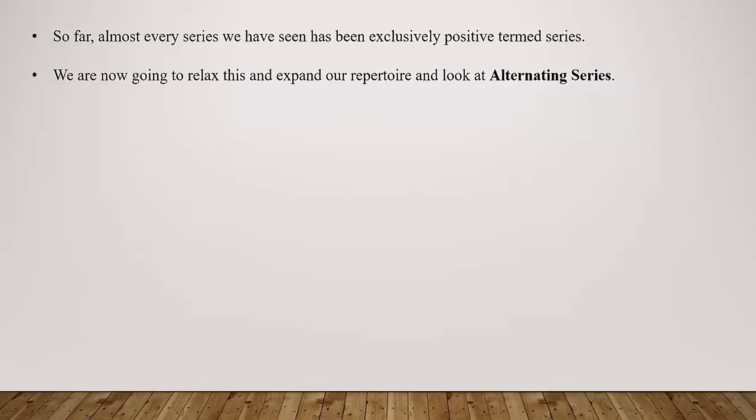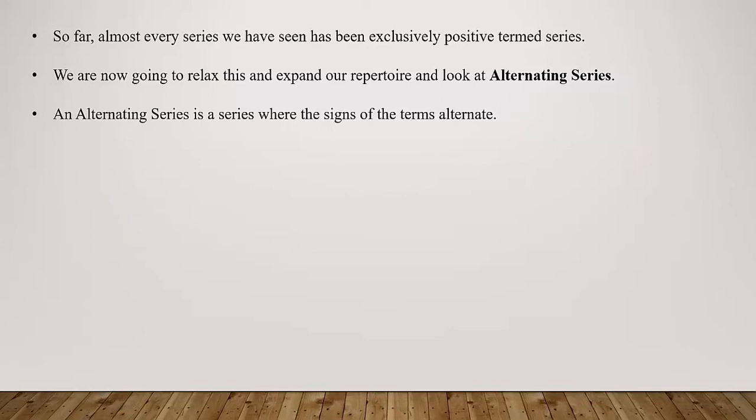And we do that by looking at what is known as an alternating series. Now, an alternating series is a series where the signs of the terms alternate. In other words, every other term, the signs will alternate. So the signs would either go positive, negative, etc., or negative, positive, etc.